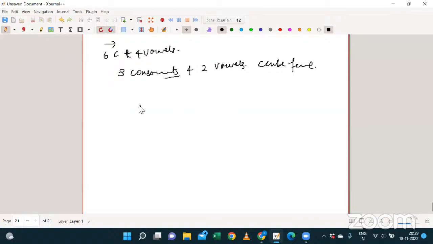In how many ways can you choose the 3 consonants? 6C3. And in how many ways can I choose the 2 vowels? 4C2. We have chosen a total of 5 letters, so we have to arrange those 5 letters also. In how many ways can I do that? 5 factorial. Yes.